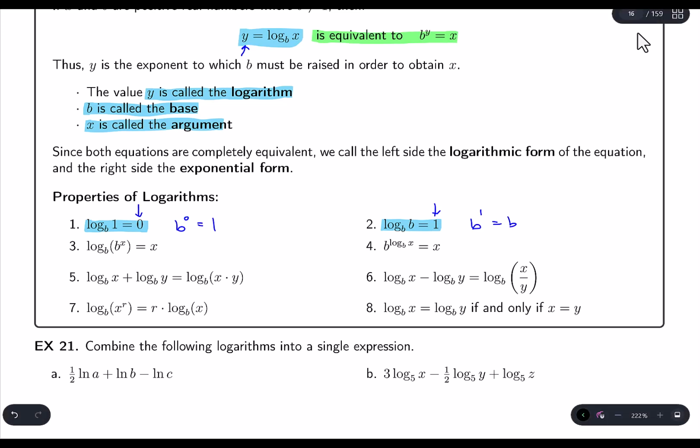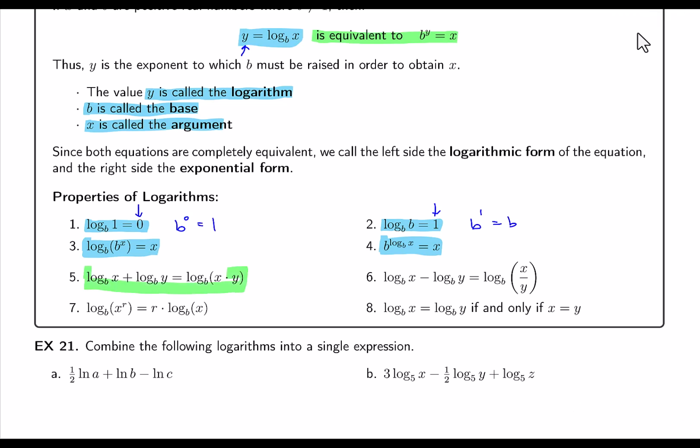The next couple are generally considered to be inverse rules. So if you do a logarithm of an exponential expression, it just cancels out, and you're just left with whatever the exponent is. Similarly, if you take an exponential expression, raise it to a logarithm of the same base, it cancels out, and you're just left with whatever the argument of the logarithm is. Now, the ones you'll use most are going to be 5, 6, and 7.